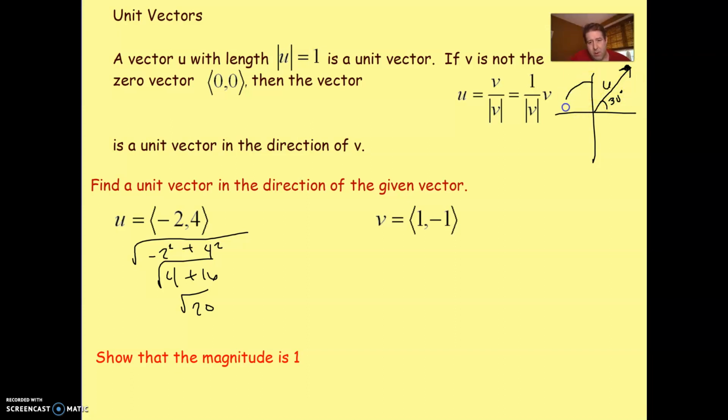But that's not where I want it to be. I want to scale it down to the unit circle. I want to know where that point would be if it was on the unit circle. Well, we do already know what that would be. Since it's a 30-degree angle, that point would be at square root of 3 over 2, comma 1/2, because that's what a 30-degree angle is.